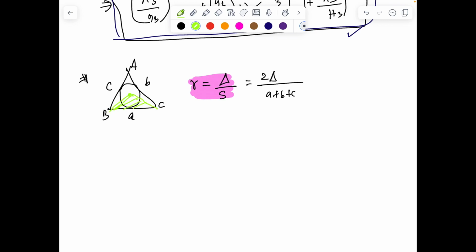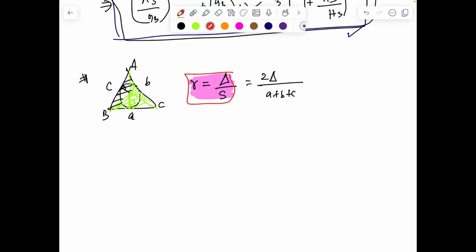So what is the area of this chunk? Half into base into a small r. Similarly, the area of this strip is half into base into a small r. And similarly, the area of this is half into base into small r. Now add all three areas, that is the area of triangle delta. So it is self proved.